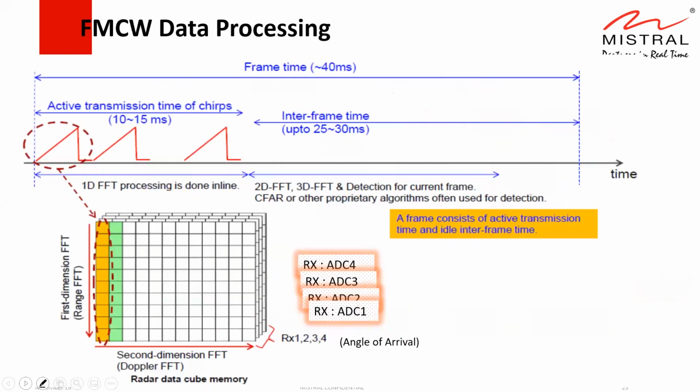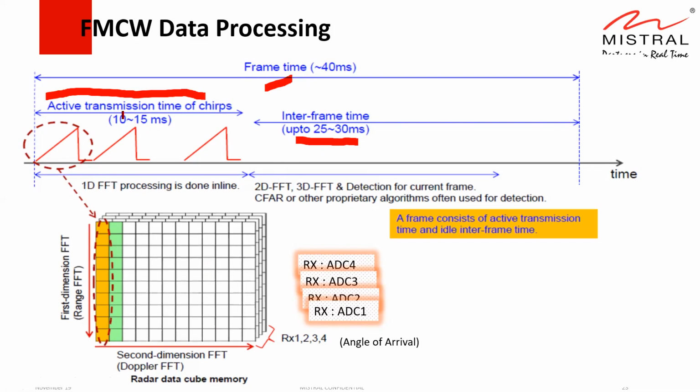This is a typical way of explaining the data processing. If you see there, the whole radar function is performed in a frame. So the frame can have multiple chirps. The active time of a frame is about 10 to 15 milliseconds, where you transmit the chirps and process the reflected pulse, and you have a time gap of 25 to 30 milliseconds between the frames.